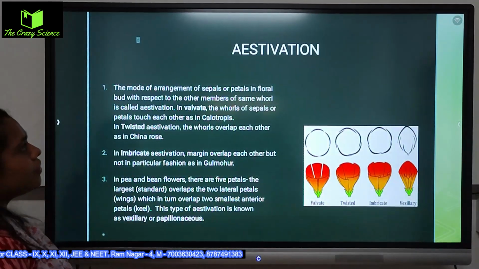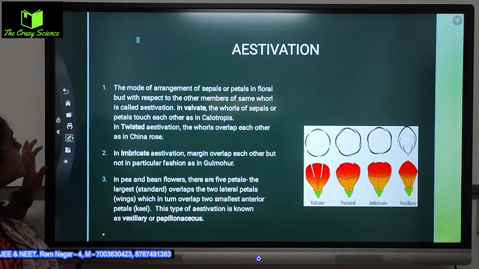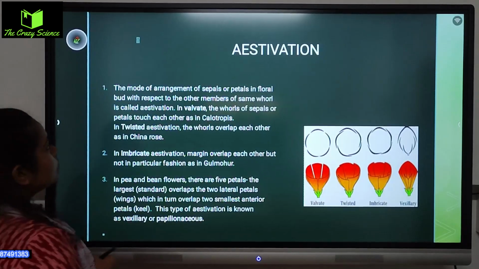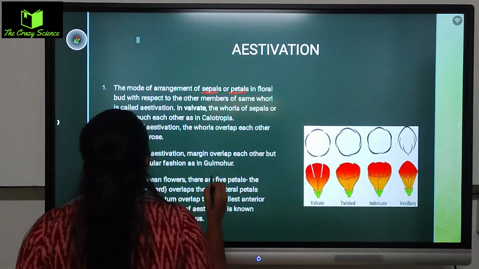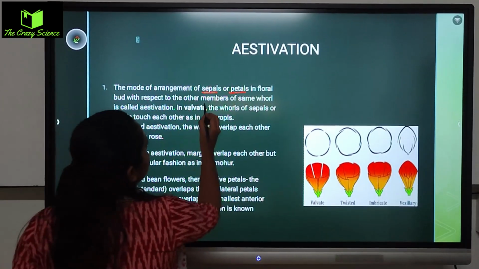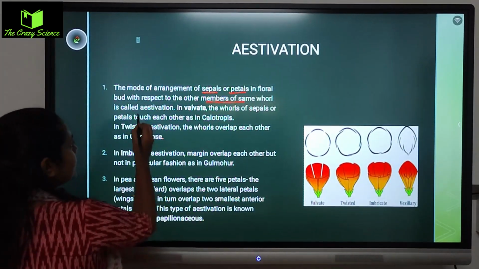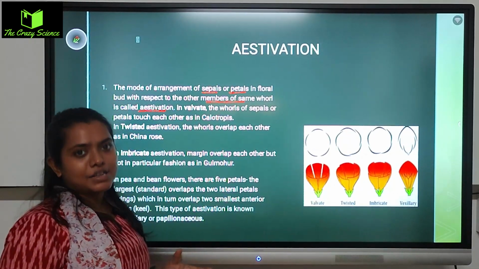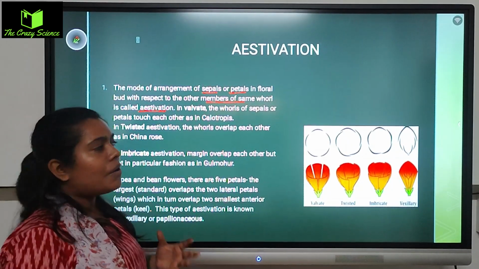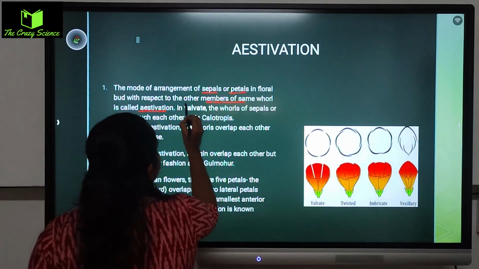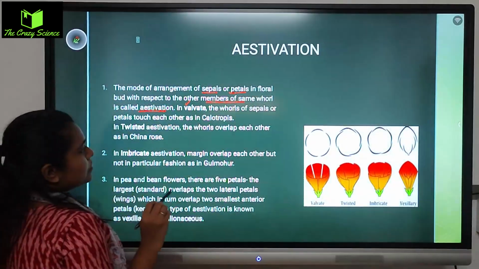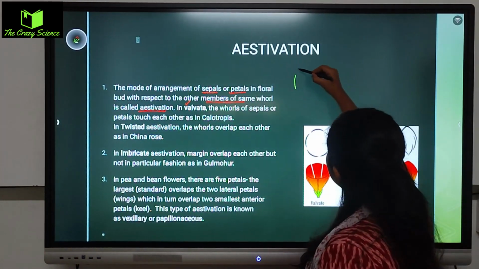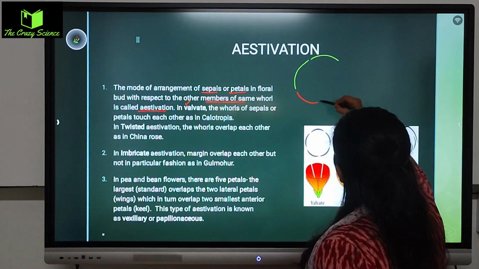So after accessory organs, our next part is the estivation. Estivation means how the flowering parts are arranged. The arrangement of the sepals or petals in the floral bud with respect to the other members of the same whorl is called the estivation. Estivation means how the sepals or petals are arranged on the thalamus or receptacle. Okay, so first we will study valvate. In valvate you can see the sepals or petals are equally connected.